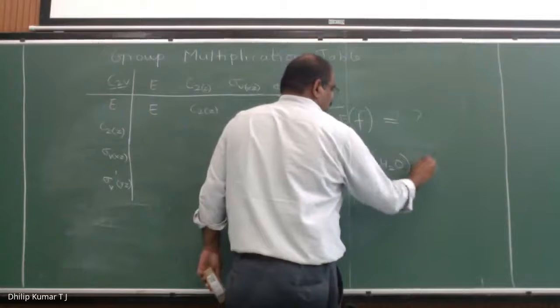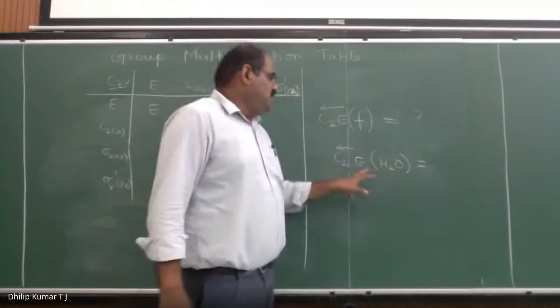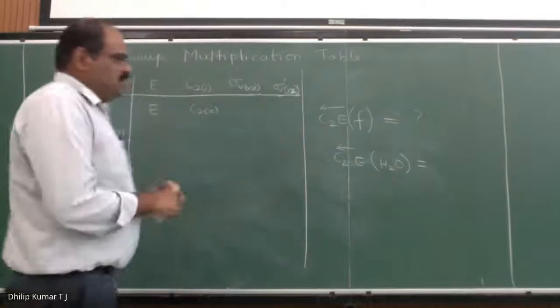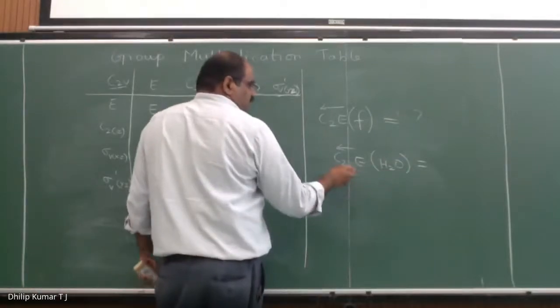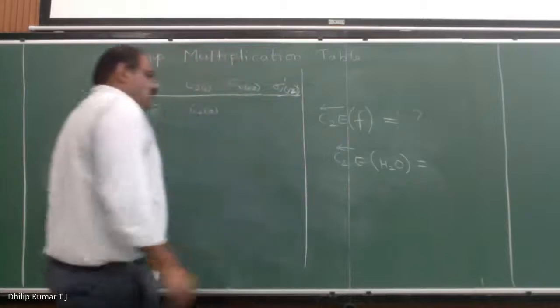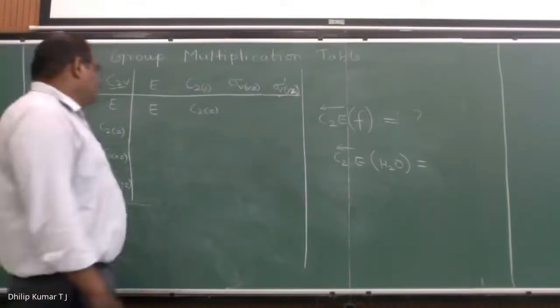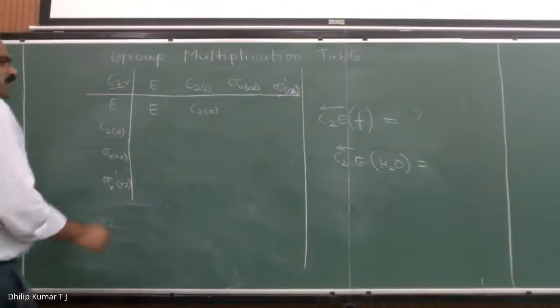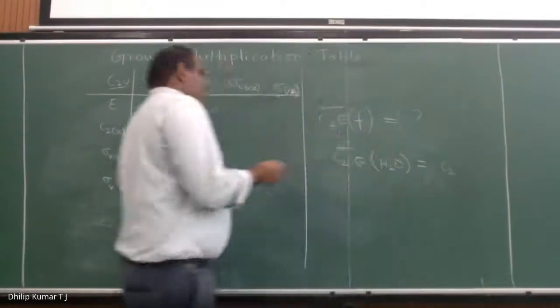So what you are going to get? That's what we are going to find out. E into E: if you perform E on water, it's not going to change anything. And again, if you perform C2, it's not going to change, so you will end up with C2 only. It will result in C2. C2 of water you get. So that's what I have written here.